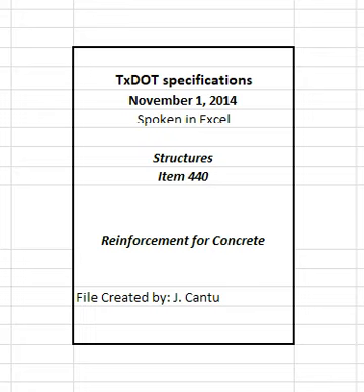Item 440. Reinforcement for concrete. 1. Description. Furnish and place reinforcement of the type, size, and details shown on the plans. 2. Materials. Use deformed steel bar reinforcement unless otherwise specified or allowed.